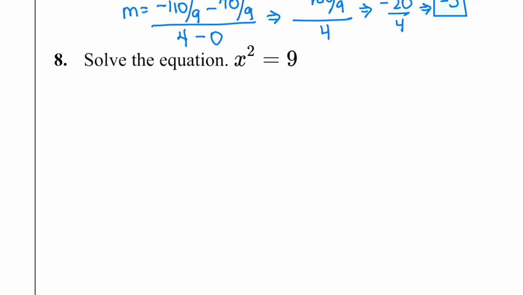Solve the equation. So in order to undo x squared, we have to take the square root of both sides. The important thing to remember here is that whenever we take a square root, we also need to include our plus or minus. So this answer is going to be x equals plus or minus 3.